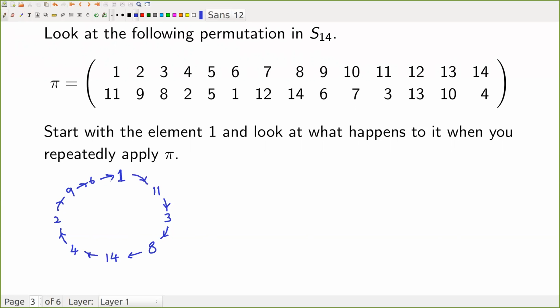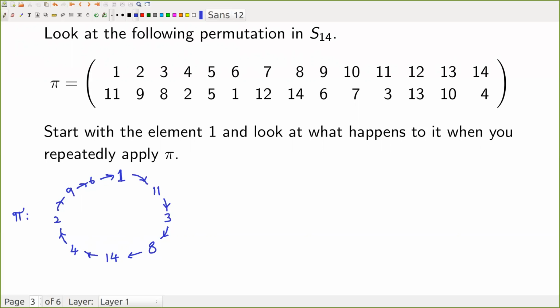If you start at 1 and just keep applying the permutation, you get this particular list, not of all 14 elements, but of 9 of them. And those 9 get cycled around in a circular pattern. This tells us something about this permutation that wasn't visible from the array version: it permutes all 14 things, but within that, it permutes these particular 9, namely 1, 11, 3, 8, 14, 4, 2, 9, 6, amongst themselves. And the way it does it is by cycling them around according to this picture. So this is not a full description of the permutation pi, but it's part of pi.